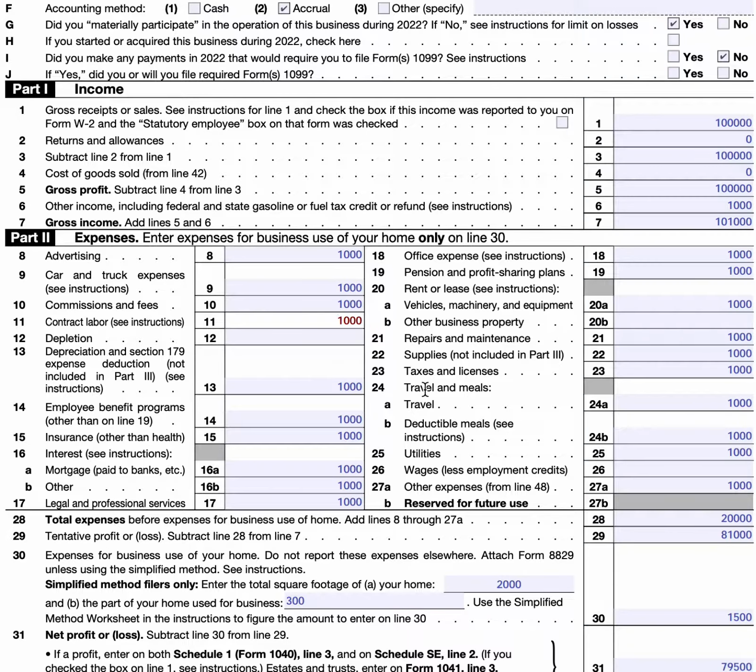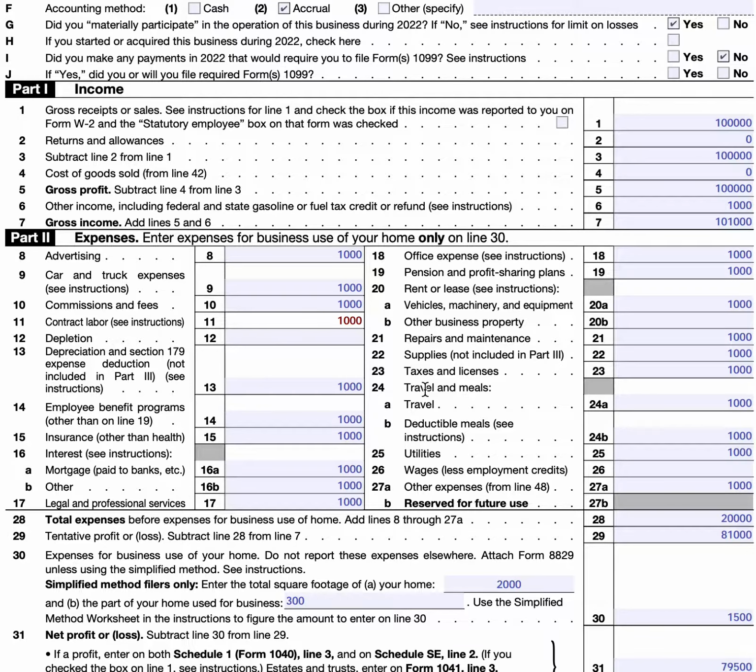You may be able to include some expenses in one form and some expenses in a different form, but you really need to be familiar with the instructions for each of those forms to make sure that you're allowed to do so.